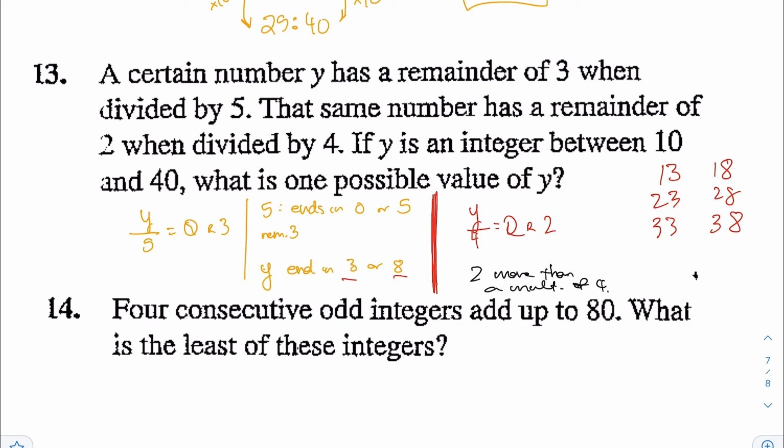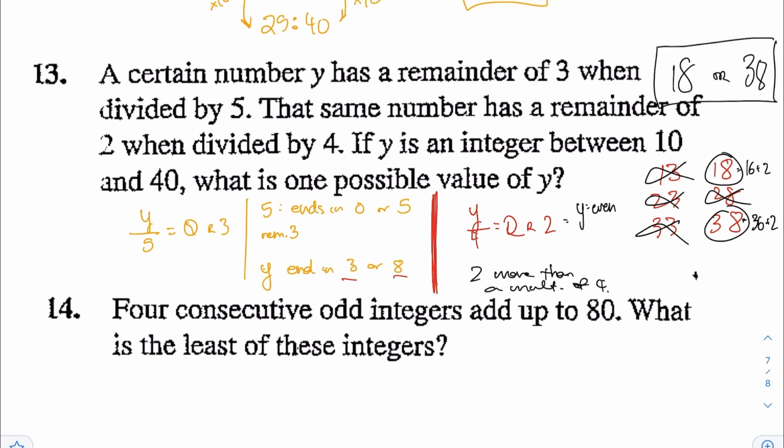So 13 is not 2 more than a multiple of 4, so you can eliminate that. And so are 23 and 33. All the multiples of 4 are even. So 2 more than a multiple of 4 means that y has to be even. So we can't end in 3. Then try 18. Well, 18 is 16 plus 2. So if you do 18 divided by 4, you get a remainder of 2. So that's definitely it. Now, 28 is a multiple of 4, so you have a remainder of 0. So that can't be it. And for 38, it's also 2 more than a multiple of 4. It's 36 plus 2. So if you divide by 4, you get 9 remainder 2. So the two answers are 18 or 38. All right, so you just bubble in one of them.